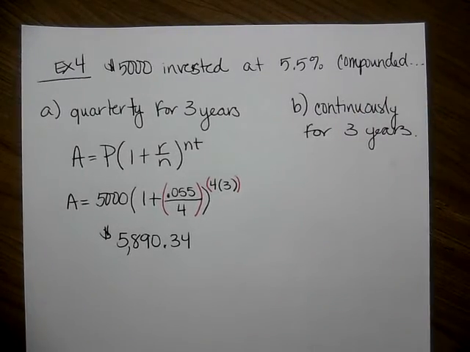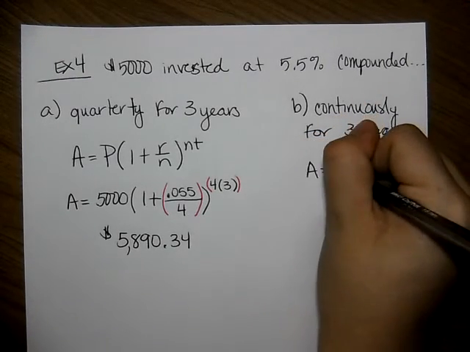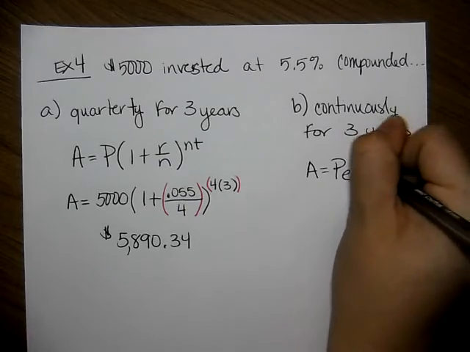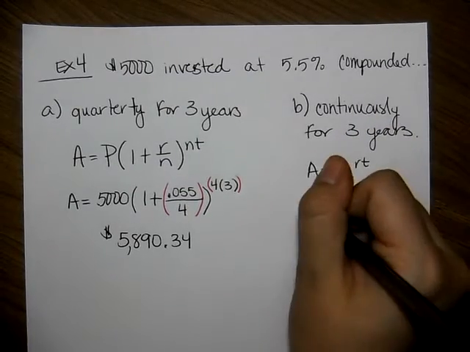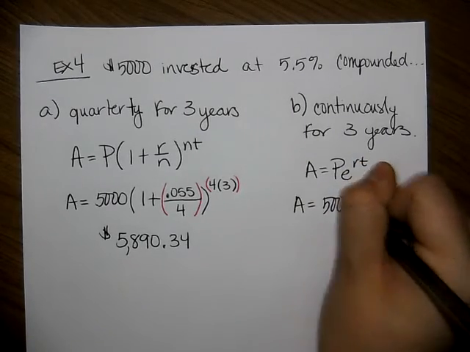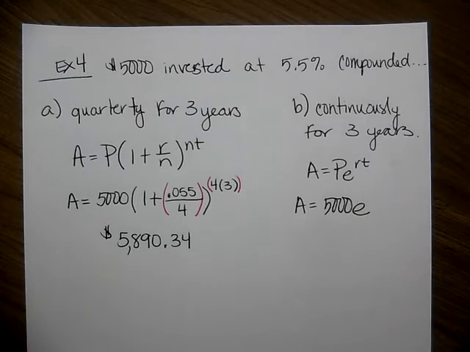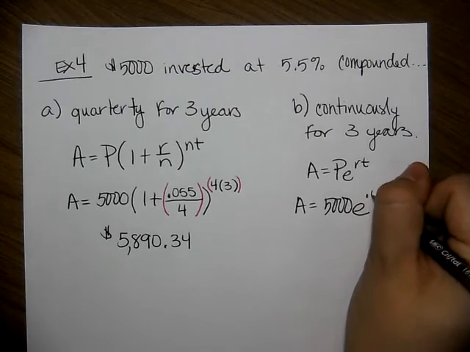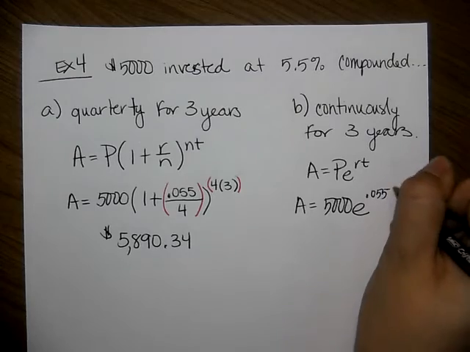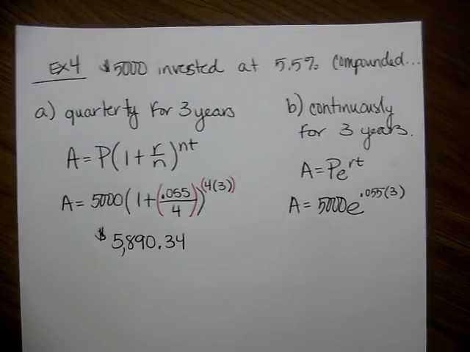All right, how about continuously? Which one are we going to put our information into? Pert. So A equals P times E to the RT. A is still what I'm looking for. $5,000 is what I initially invested. E is just a number. R is still 0.055 and T is 3. Enter that into the calculator and see what you get.